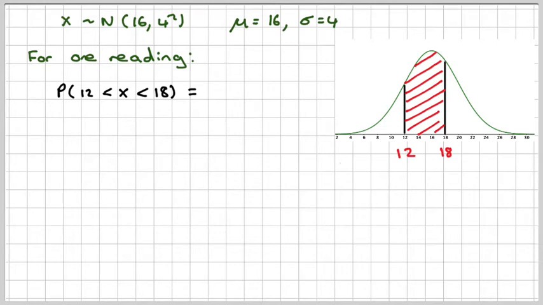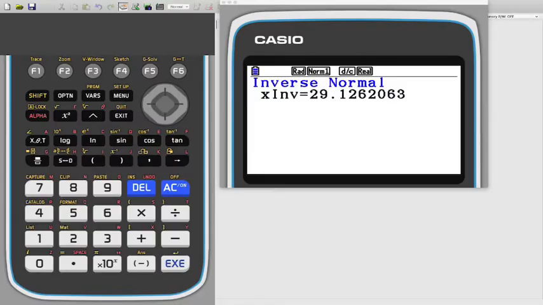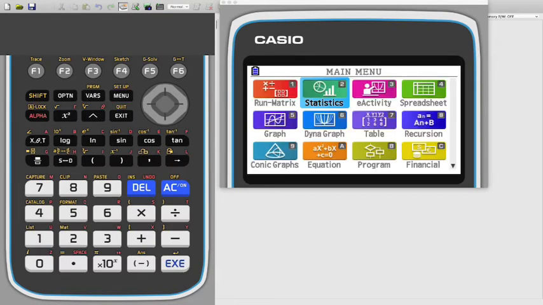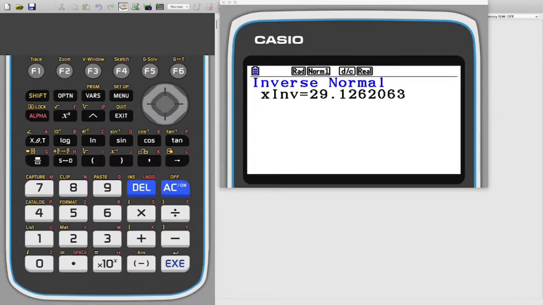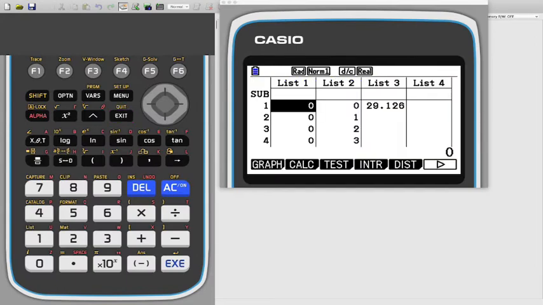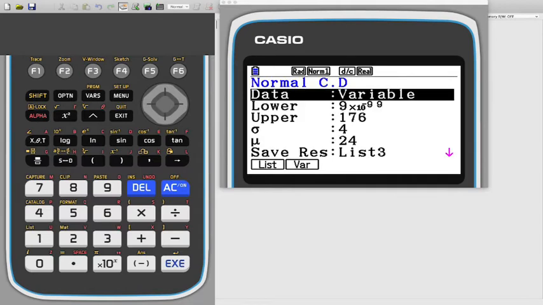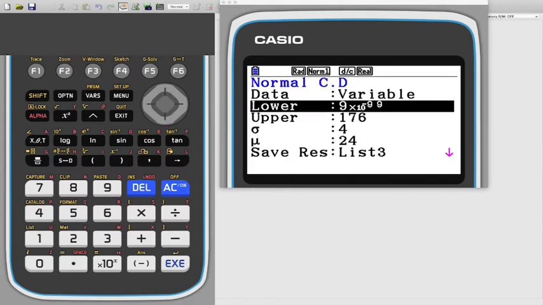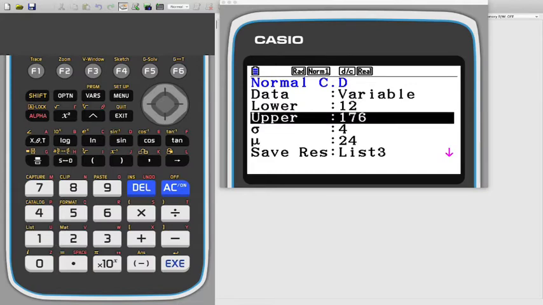Okay, so going to the calculator. We'll put up the main menu first of all. We can do it in the statistics menu. So we go to the statistics menu, and then go to distribution, which is that one, and we want normal. And we want normal CDF, so it's F2. We want variable. So the lower value will be 12. Enter. The upper value will be 18.